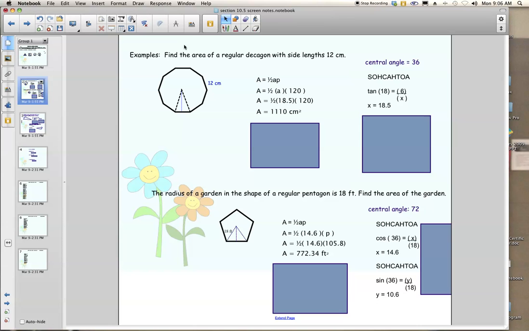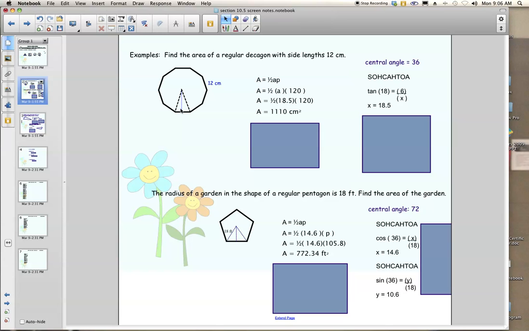Some example problems. I want you to find the area of a regular decagon. Decagon means it has 10 sides, and each side has a length of 12 centimeters. Okay? The formula for the area of a regular polygon is 1/2 AP. We learned that in the last lesson. So that means we're going to take 1/2 times the length of our apothem, which we don't know yet, times the perimeter of the shape, and 12 times 10 is 120.